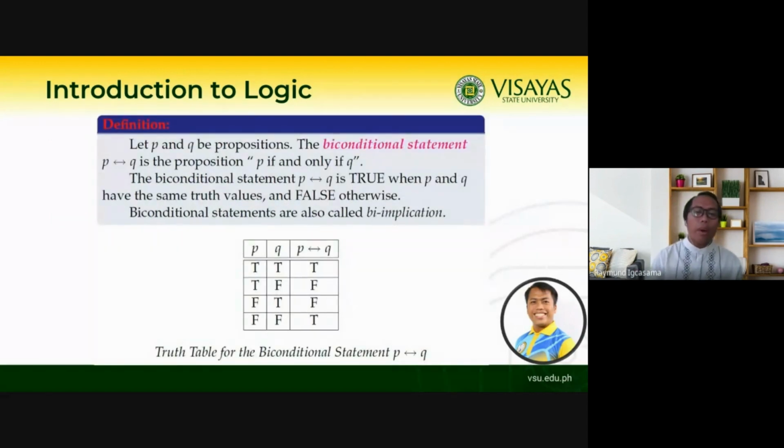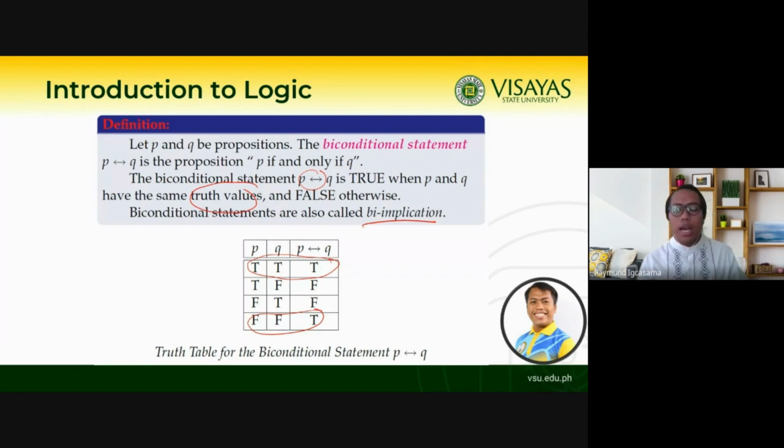And lastly, we have the biconditional statement. Okay? Ang biconditional statement, again, is using double arrow. And it is only true when P and Q have the same truth values. Okay? So, matrue lang siya kung true ang duha. Okay? True, true. Manang true man sila duha, true siya. FF, pareha man sila F, true gihapon siya. Again, ang biconditional statement, matrue kung pareha og values ang duha ka propositions. It is also called the bi-implication.